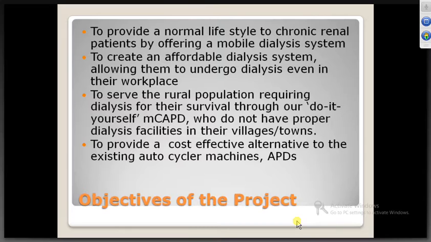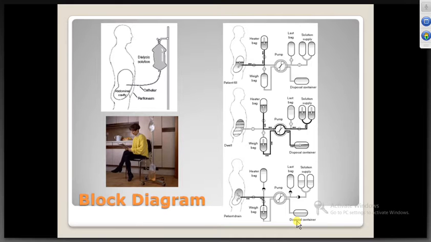There are machines like auto cyclers which can do this automatically at night time, but I am trying to provide a cost effective alternative which is going to be one-tenth of the cost of whatever exists in the world. So these are the objectives which are clearly laid down for the problem I have taken. I would request you also to analyze the problem, decide which points you are going to address, and once you have done that, what are the ways and means to go about it.